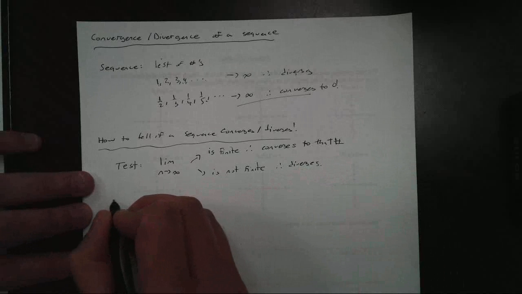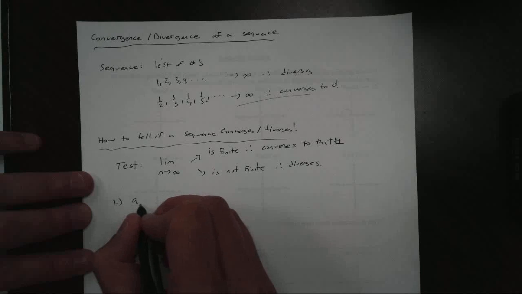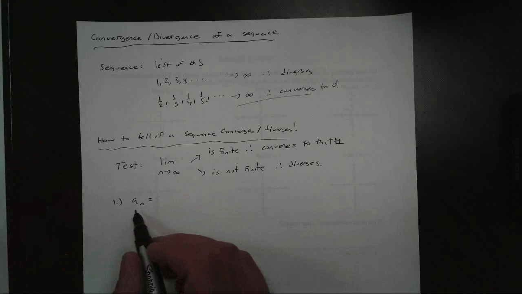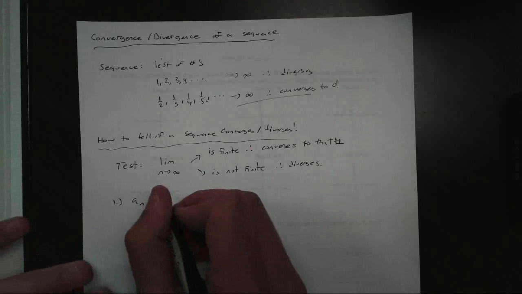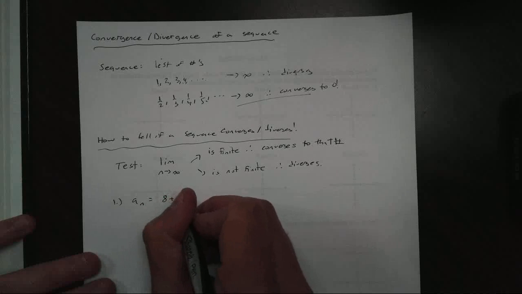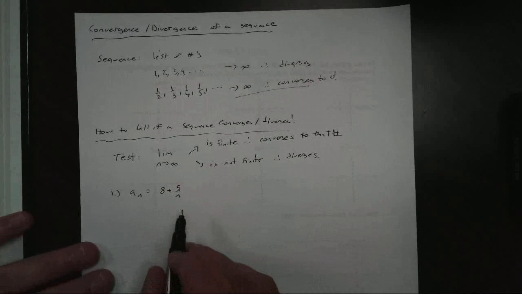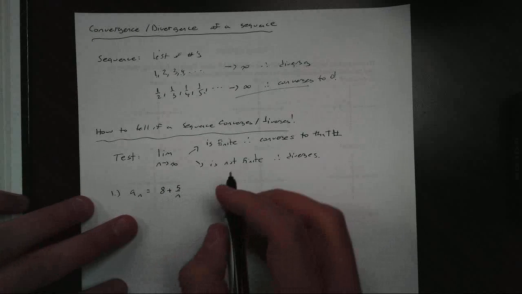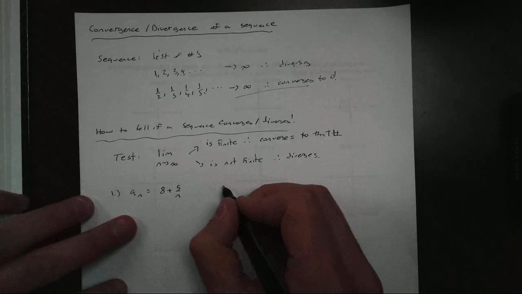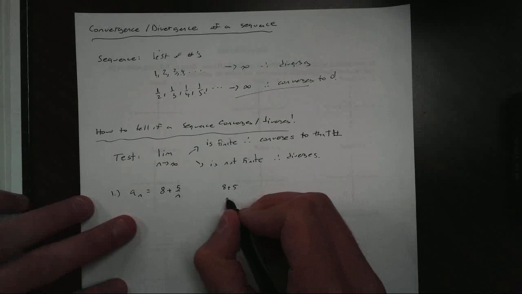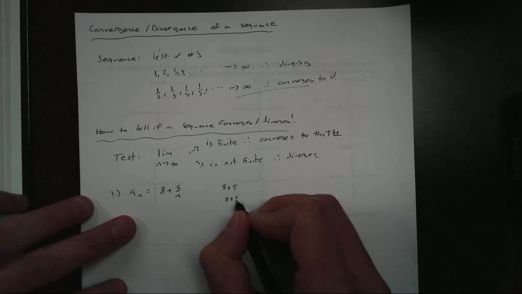So let's take a look at an example. Let's say we have a sequence. Remember, we always write a sequence as something like a sub n. So let's say we have the sequence a sub n equals 8 plus 5 over n, and I want to know if this sequence will converge or diverge. Well, I can list the terms. The first one is 8 plus 5, then 8 plus 5 halves.